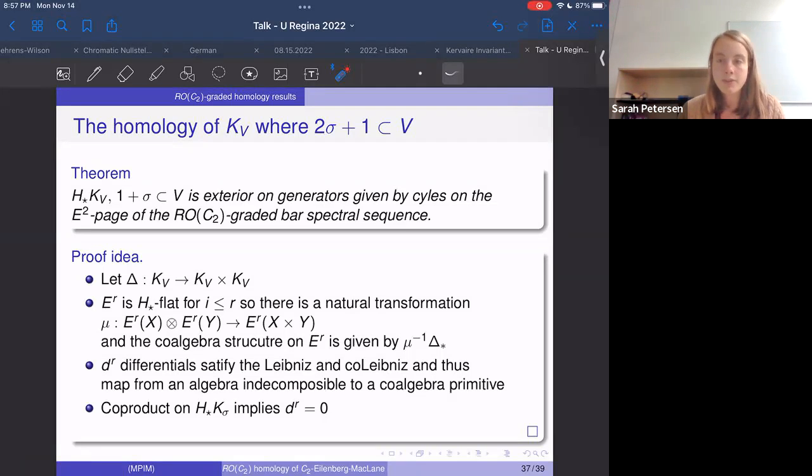You can use Hopf ring structure in the bar spectral sequence, along with the fact that the coproducts on the homology of K sigma, knowing that you don't really have any primitives. When you have a Hopf ring structure on an Er page of your coalgebra, then the differentials have to satisfy both the Leibniz and co-Leibniz rules. And in particular, this requires an algebra indecomposable to map to a coalgebra primitive, and there aren't enough of those. So in the end, that implies that the differentials have to be 0. And so the bar spectral sequence does collapse on the E2 page, just with additional generators.